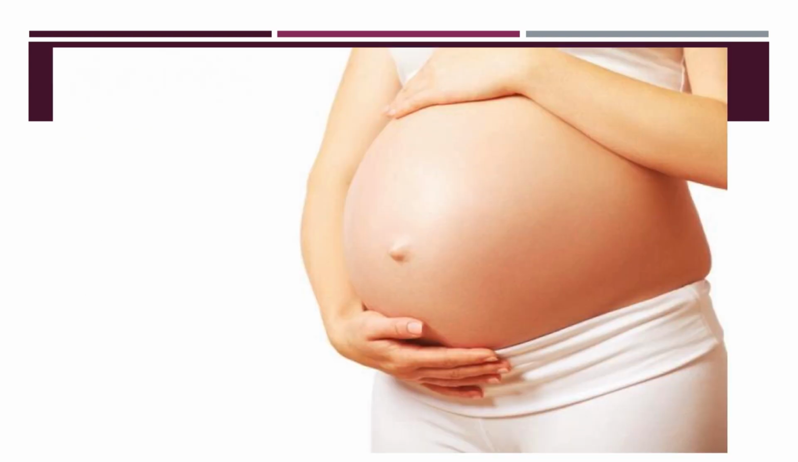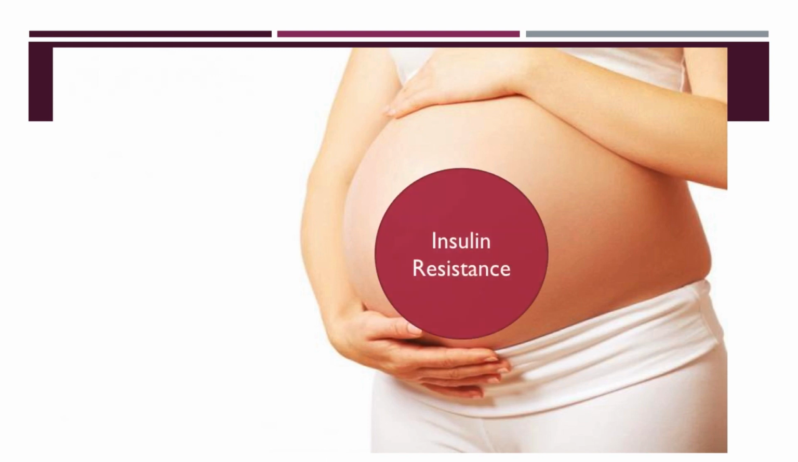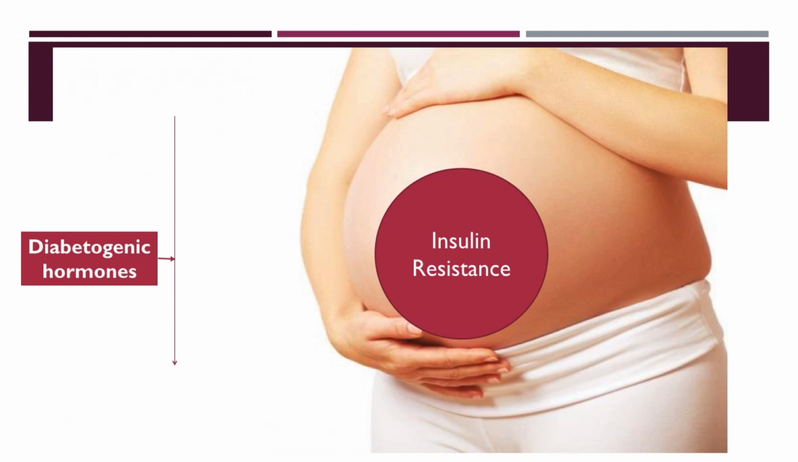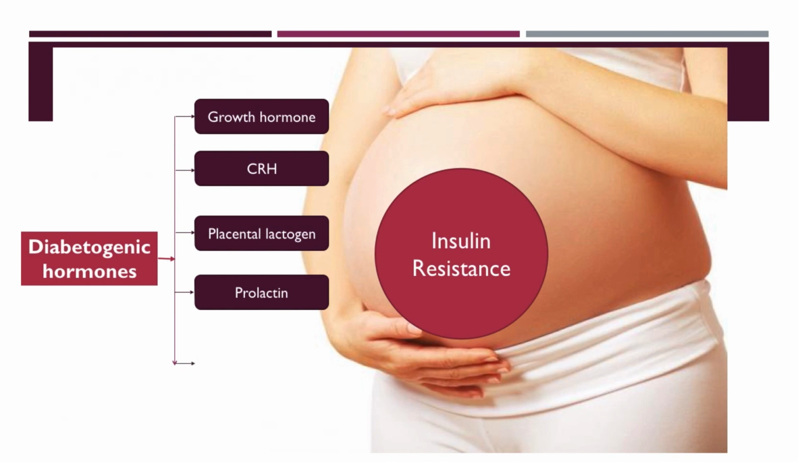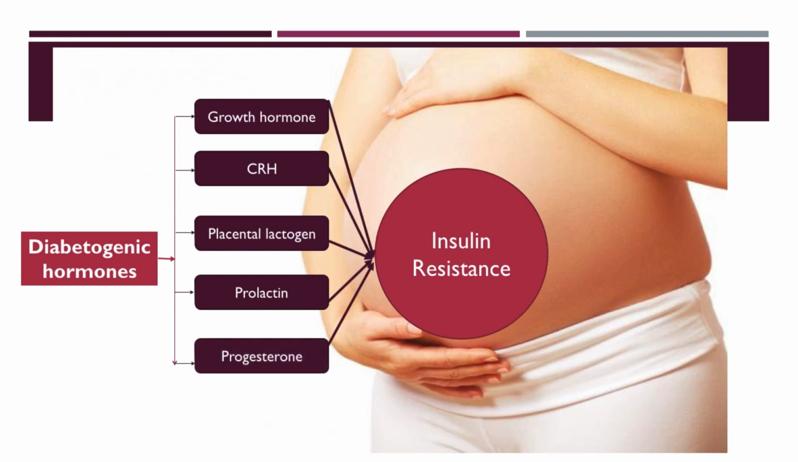So normally, pregnancy is accompanied by insulin resistance. And this is mediated primarily by a placental secretion of diabetogenic hormones, including what we call the growth hormone, corticotropin-releasing hormone, placental lactogen, prolactin, and progesterone. These and other metabolic changes ensure that the fetus has an ample supply of nutrients.